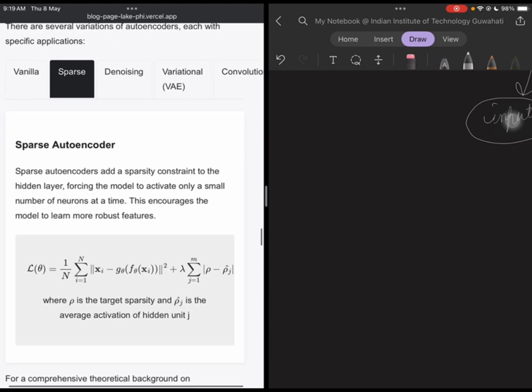Second is the sparse autoencoder. In a sparse autoencoder, we add a regularization in the hidden layer. We don't want to fire all the neurons in the H space. We add a penalty for that. We add a penalty in the loss function.